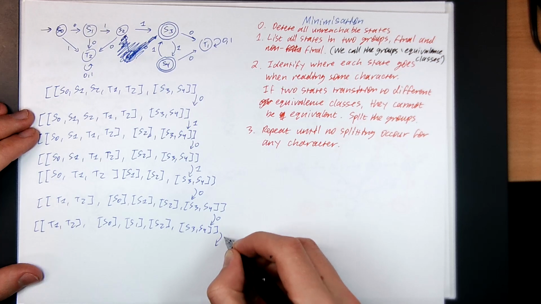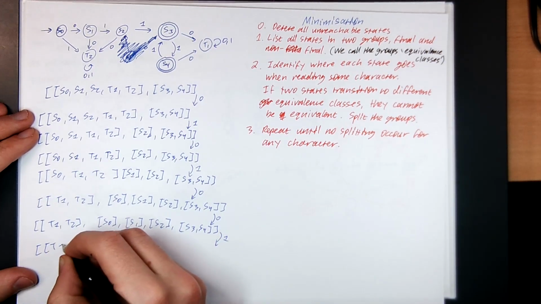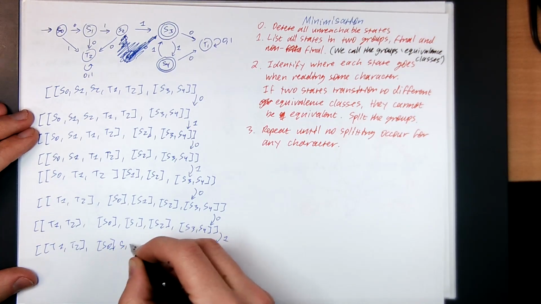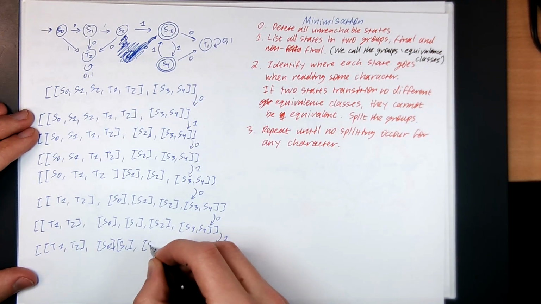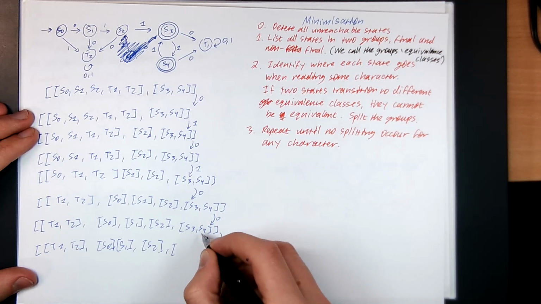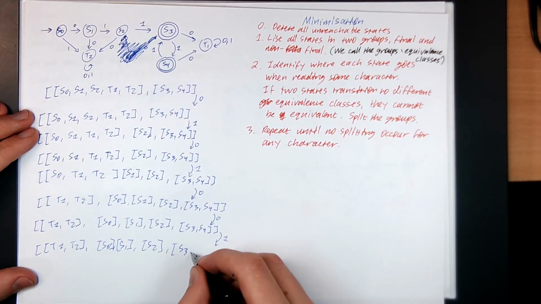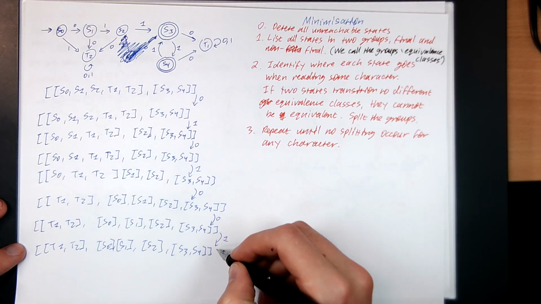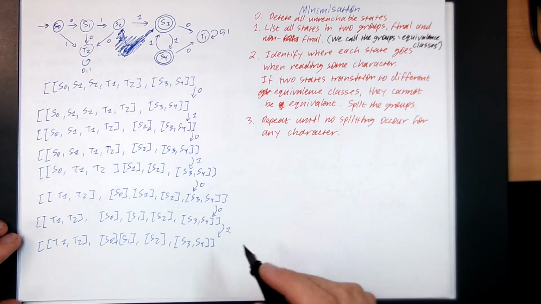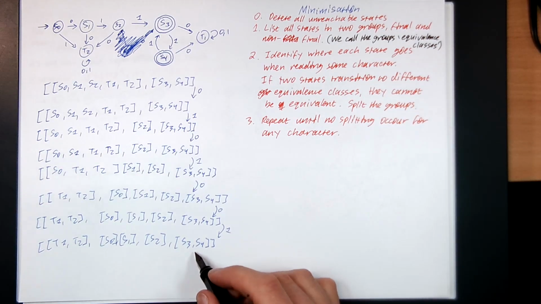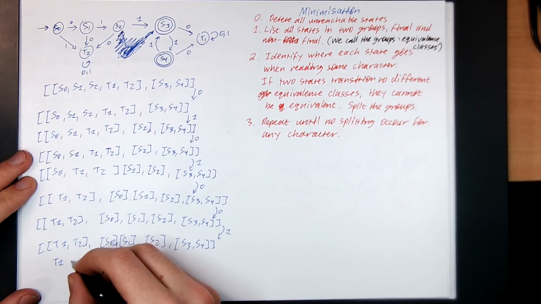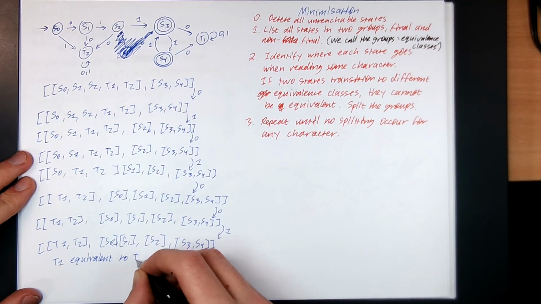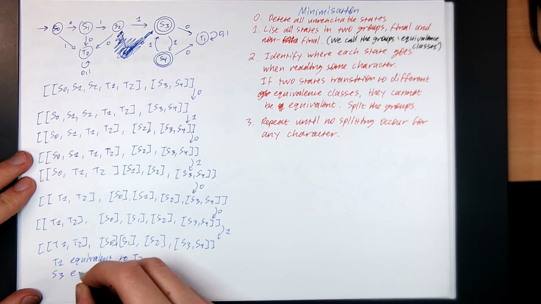Okay, nothing changed. Let's try 1. T1 and T2, they both go to themselves. I can't split singletons. And S3 and S4 both go to each other. Tried splitting on a 0, I tried splitting on a 1, nothing occurred. So the algorithm terminates. And because these two states are in the same group as each other, we can declare T1 equivalent to T2 and S3 equivalent to S4.